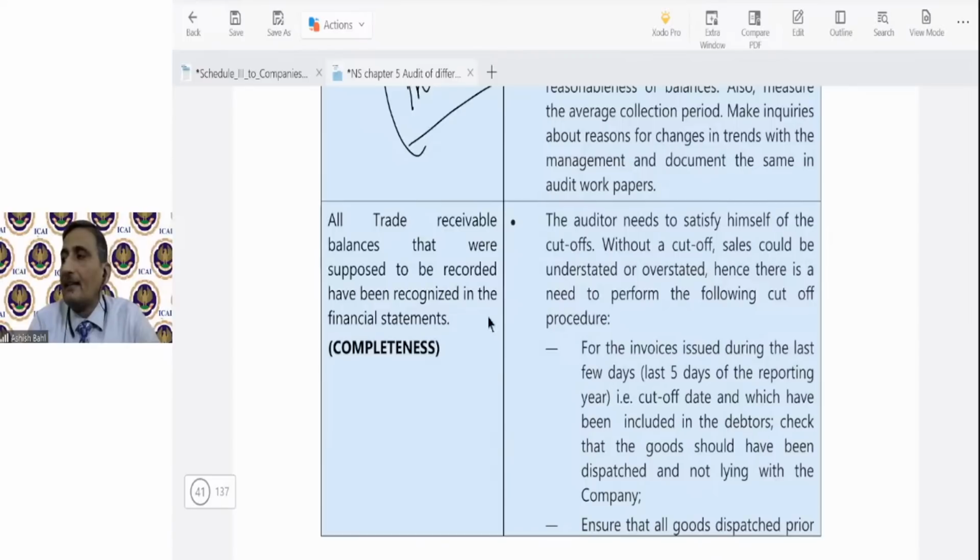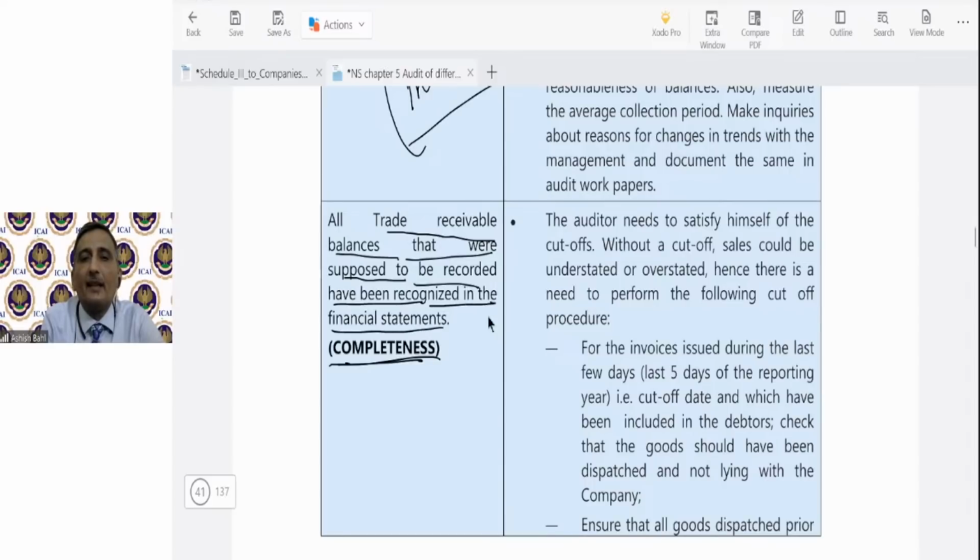So completeness. Another assertion is, students, completeness. So completeness का क्या मतलब है? Completeness means that all balances, all trade receivable balances that were supposed to be recorded have been recognized in the financial statements. So basically it means that nothing is left out.